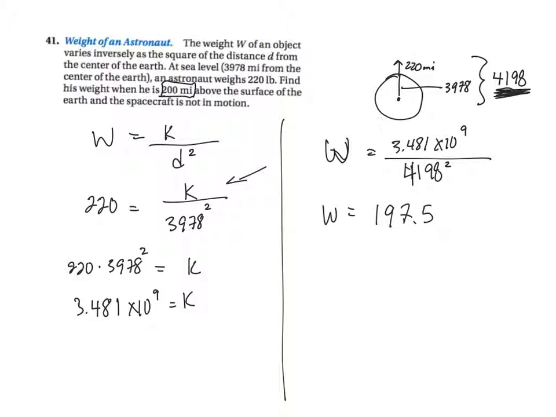197.5. Typically the place where students make a mistake is they try and use this 220 down here, but the distance is the distance from the center of the Earth. So you need to include that whole distance just to get you to the surface, so that's 3978, and add the 220 miles that he's above sea level. Hopefully that helps.